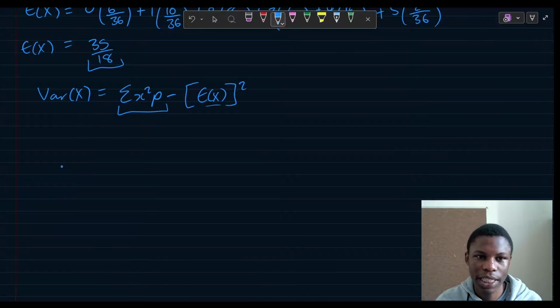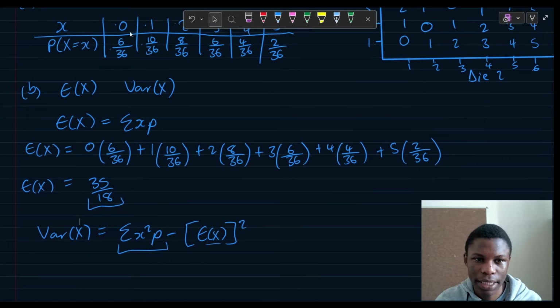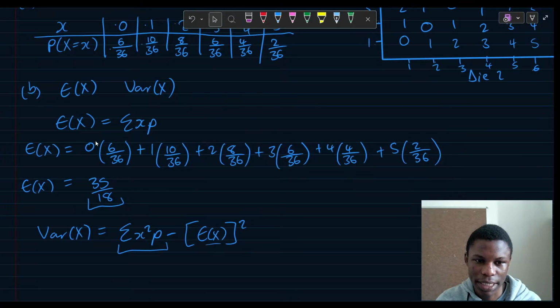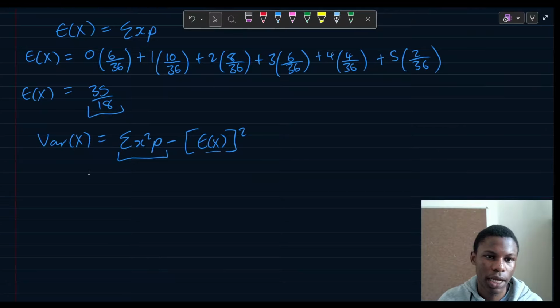So summation of x squared p means take your x value, square it, multiply by its probability, then add it to your next x value squared times its probability. So it's this whole expression, except now it's going to be a 0 squared, a 1 squared, a 2 squared, a 3 squared, a 4 squared there, and the 5, of course.